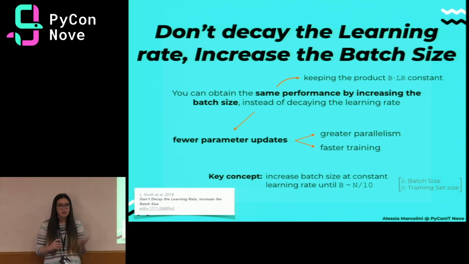So they're basically saying that you can take the learning rate schedules and convert them to increasing batch size schedules. In particular, they found out that it's possible to increase the batch size during training until it reaches the training set size divided by 10, and then go back to decaying the learning rate as usual.